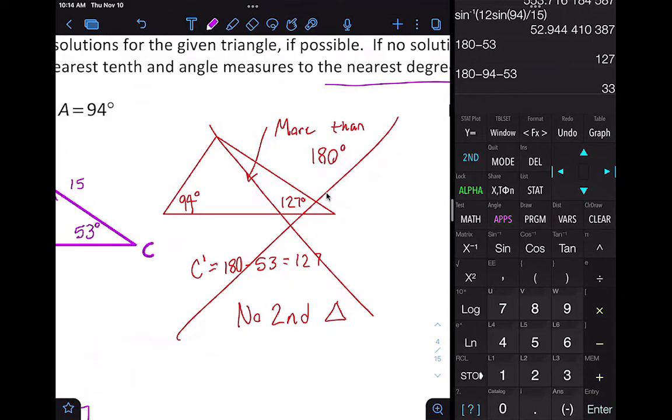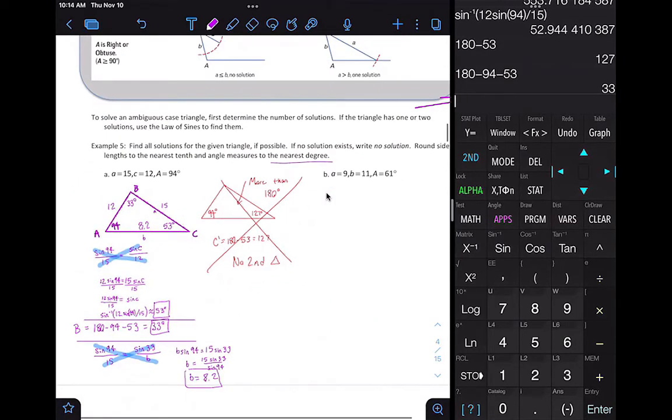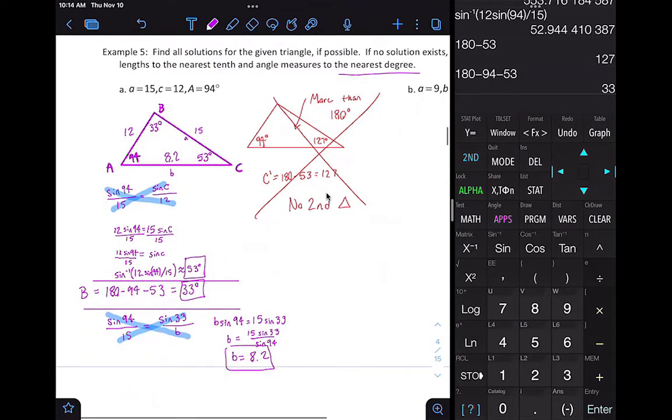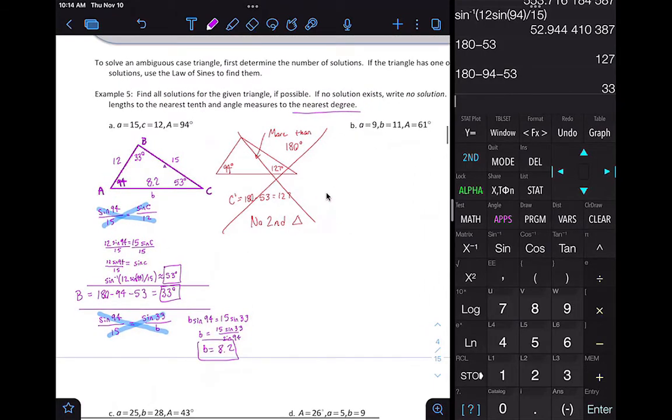I think in the third example we're going to see our second case triangle. So just hold on for a second and I'll show you. But yeah, we'll always check on these side-angle ones. We need to always check for a second triangle. This is the only type of triangle that you need to check for.